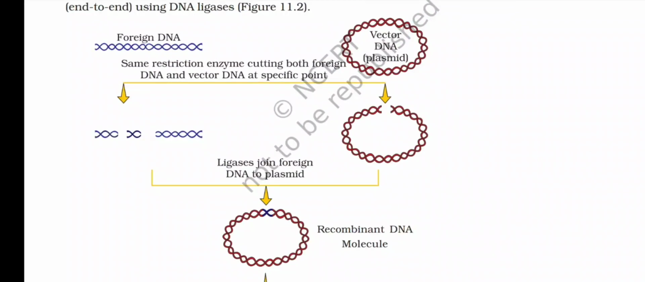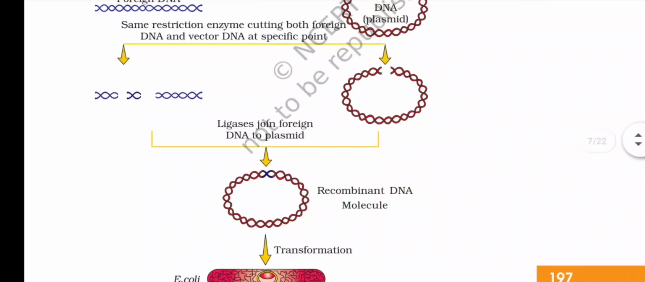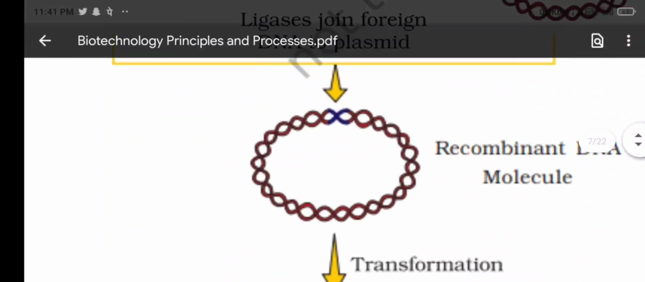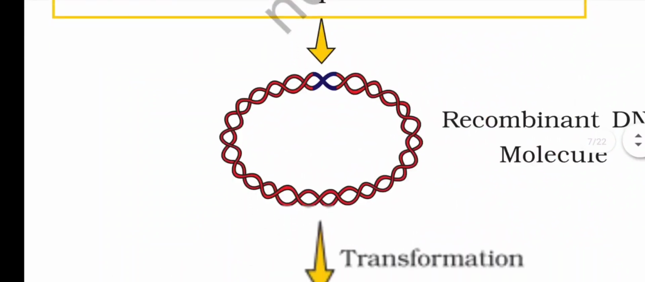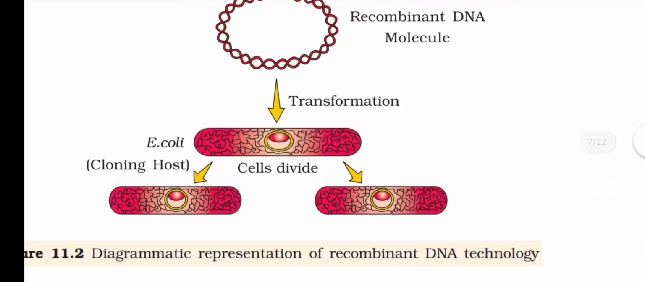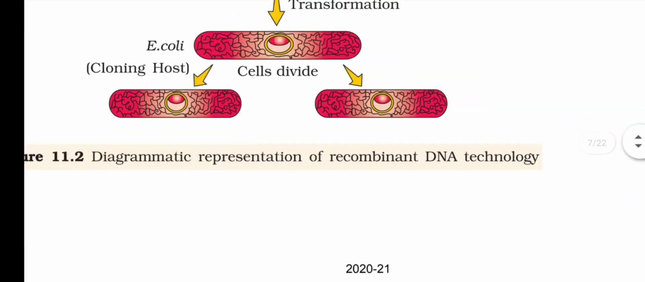In the vector DNA, we remove a part of it that we do not need, and we have isolated another specific trait from our foreign DNA. We cut it and put it in the vector DNA plasmid, so that ligase joins the foreign DNA to the plasmid, and then recombinant DNA is formed. This is known as recombinant DNA. So the transformation is like E. coli cloning. As you know, bacteria clone: the cell divides and it clones.